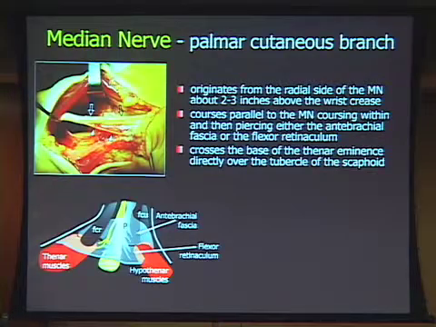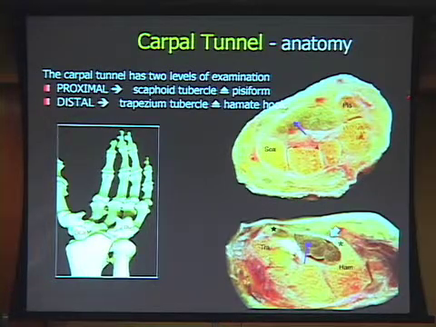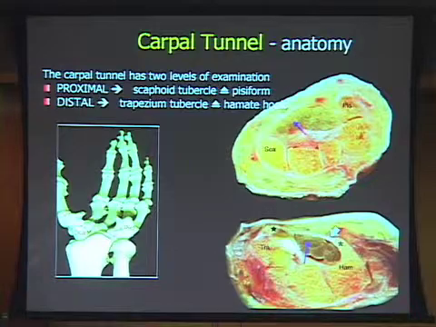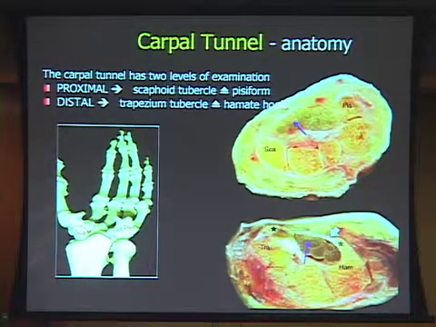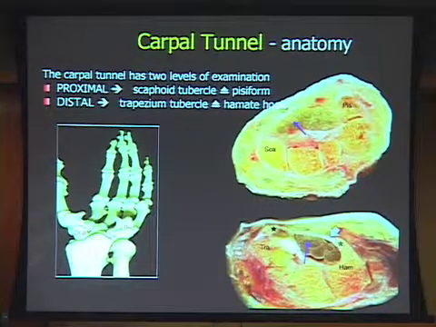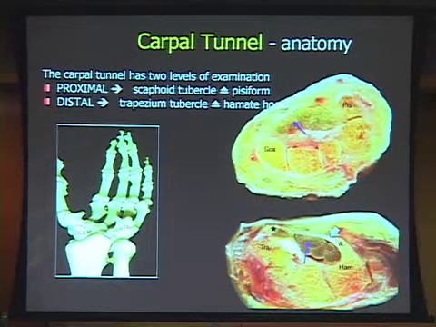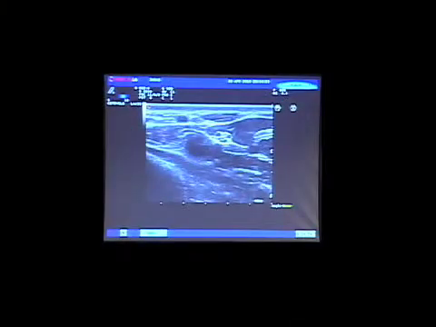These are cadaveric cuts in which you see the bones and the tendons and the position of the median nerve. I show the median nerve starting at the level of the forearm, and you see a structure located between the flexor digitorum superficialis and the flexor digitorum profundus. This is the median nerve.